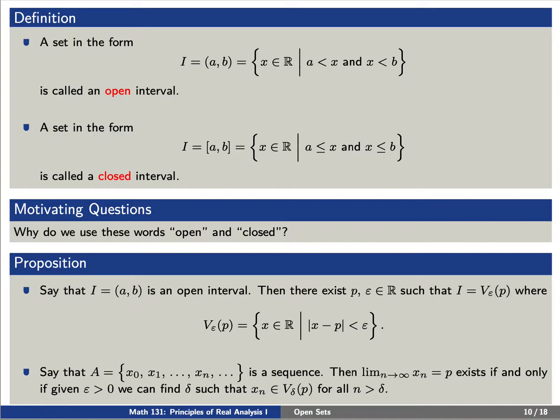Let's say that capital A is a sequence of x sub n's. Then the limit as n increases without bound of x sub n equals p exists if and only if, given a positive epsilon, we can find a delta such that x sub n is an element of V sub epsilon of p for all n greater than delta.